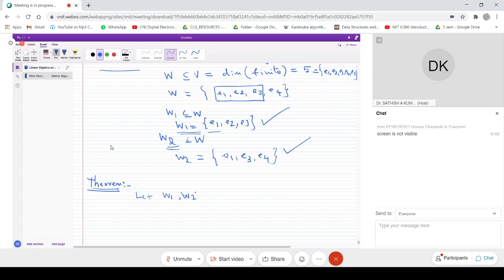So we'll choose two subspaces, W1 and W2. Those two subspaces are of finite dimension. Let W1 and W2 be finite dimensional subspaces of a vector space V such that W1 intersection W2 is finite.